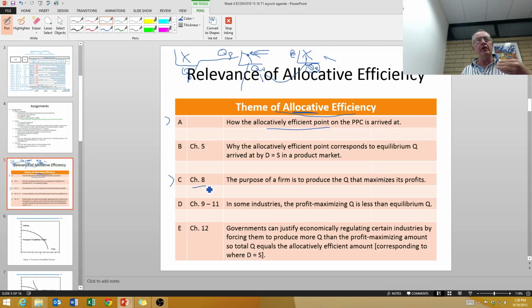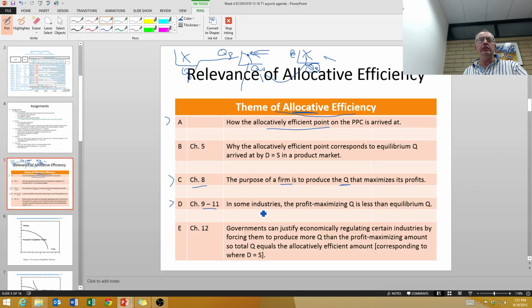So in a few weeks from now, we'll be in Chapter 8, and Chapter 8 deals with the so-called nature of the firm, the nature of a business, and the nature of a business is to produce a profit-maximizing quantity of output, which is kind of what we'd expect to happen. And then what we're going to see in Chapters 9 through 11, economists classify industries into four types. We have perfect competition, we have monopoly, we have monopolistic competition, and we have oligopoly.